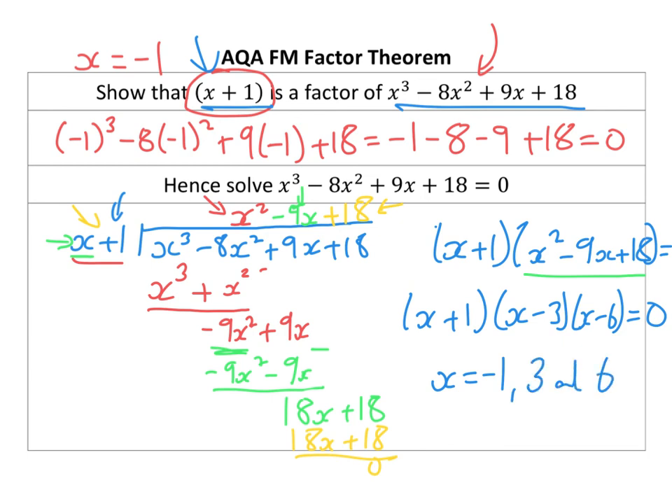Now this process here, you really need to get the columns in. If there are, say, no x squareds in the original, so if this bit wasn't here, put 0x squared in there, because actually it helps you keep everything in the columns. The columns are absolutely crucial. All right, anyway, good luck.